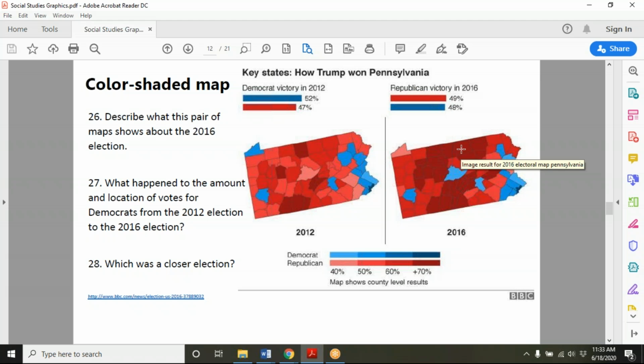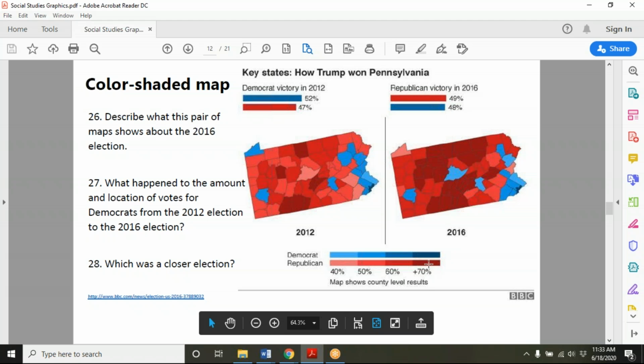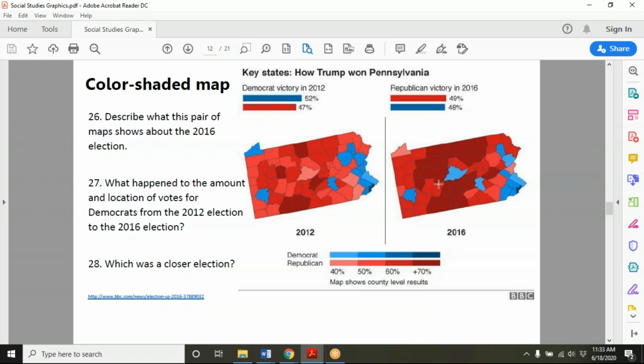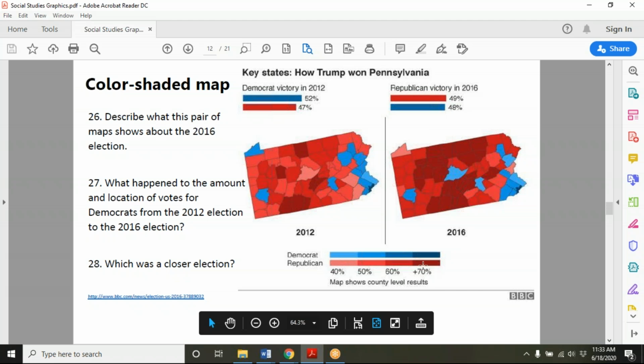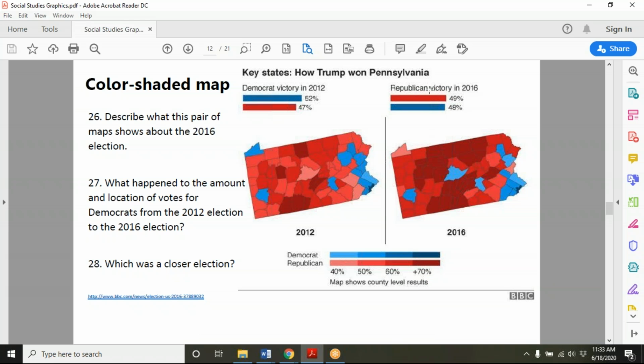So very few of these counties changed from red to blue or blue to red, but what changed was it appears that a lot more Republicans voted in some of these counties that turned from medium red to dark red. Does that make sense? Yep. Okay. Yeah, so there's a lot going on on this piece of information. But you look at the shades, and then you look at the map and you look at the total.